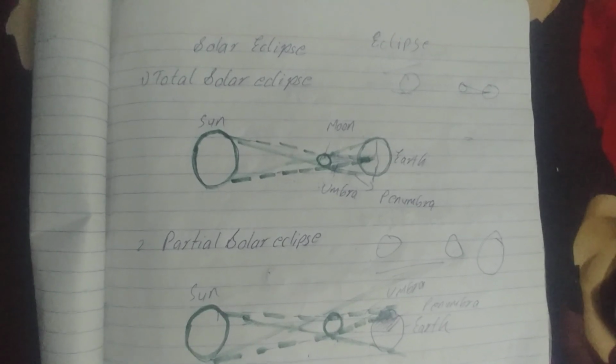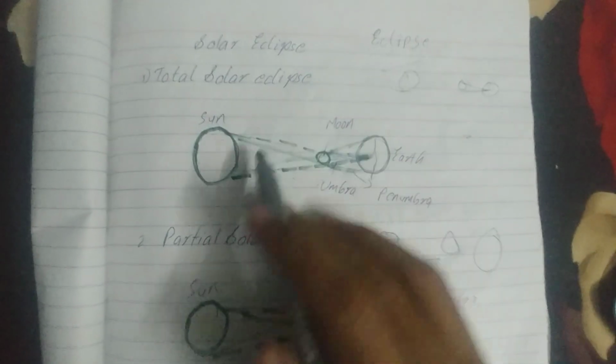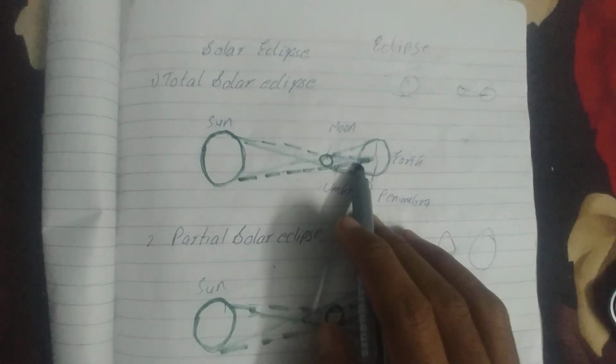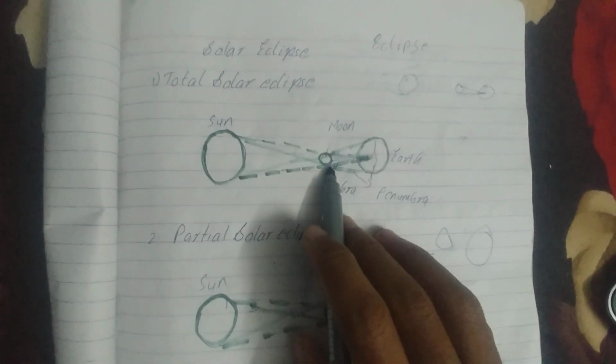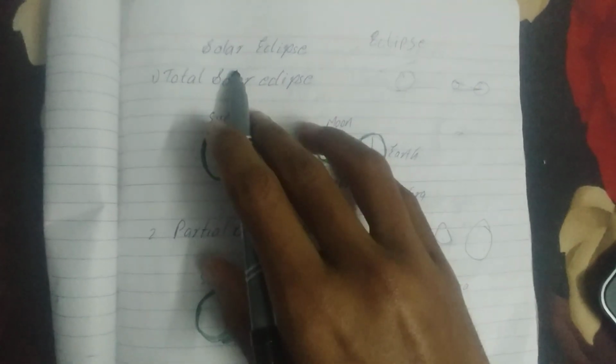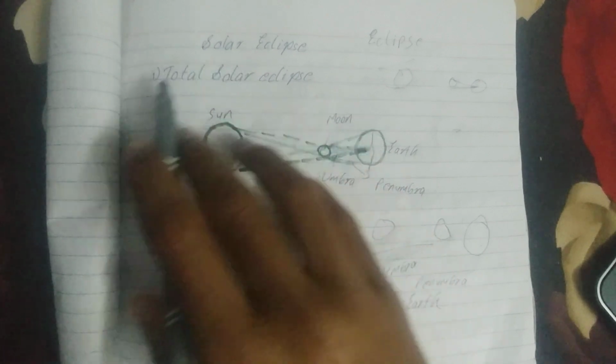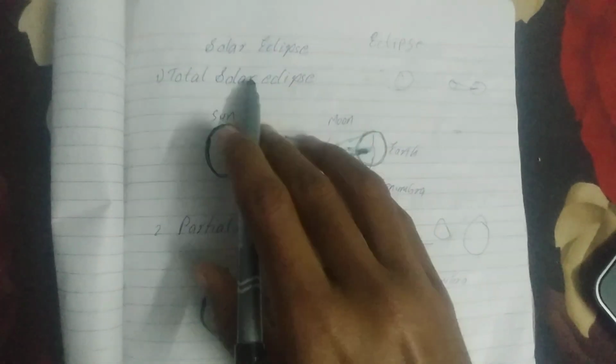First of all, what is eclipse? The partial or total blocking of a celestial object by another is called an eclipse. Generally there are two types of eclipse. One is solar eclipse and another one is lunar eclipse. There are three different types of solar eclipse as well.